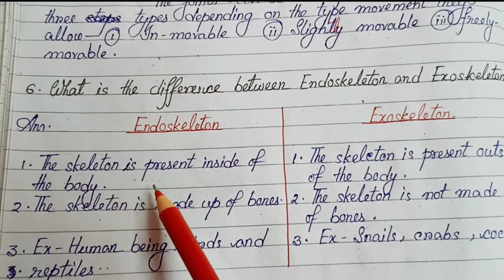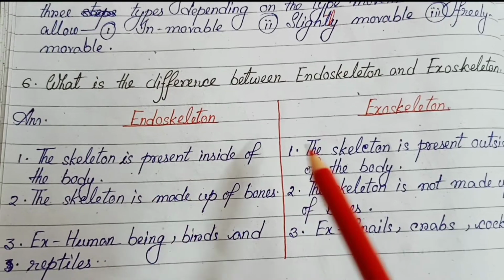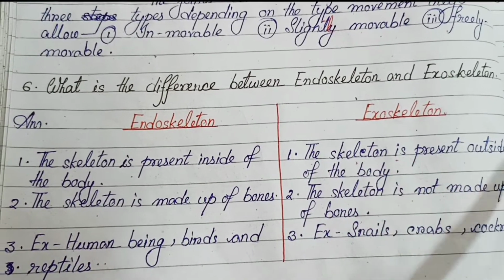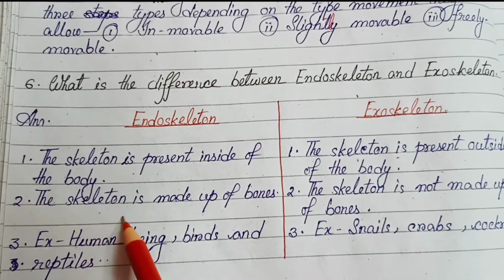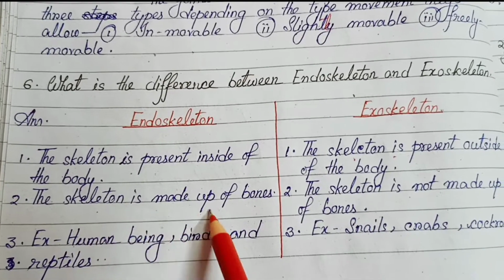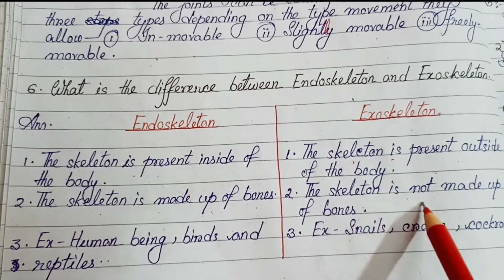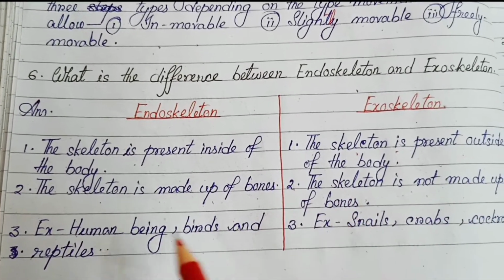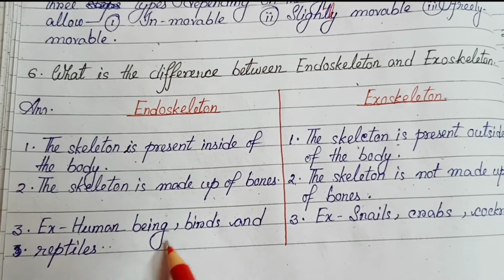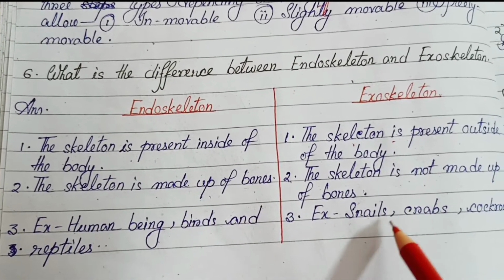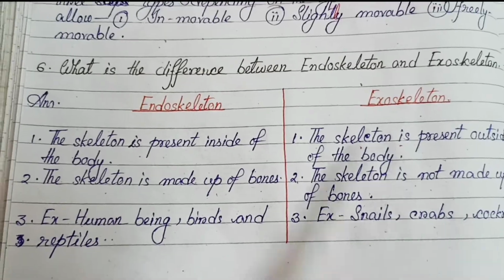What is the difference between endoskeleton and exoskeleton? Endoskeleton: the skeleton is present inside the body. Exoskeleton: the skeleton is present outside the body. The endoskeleton is made up of bones. The exoskeleton is not made up of bones. Example of endoskeleton, human being, birds and reptiles. Example of exoskeleton, snails, crabs, cockroach.